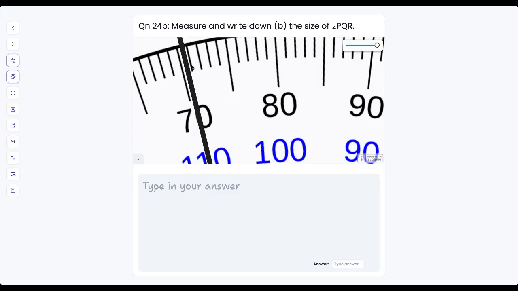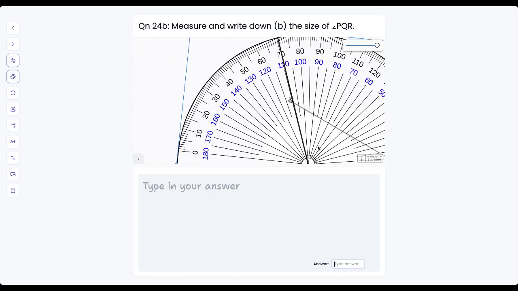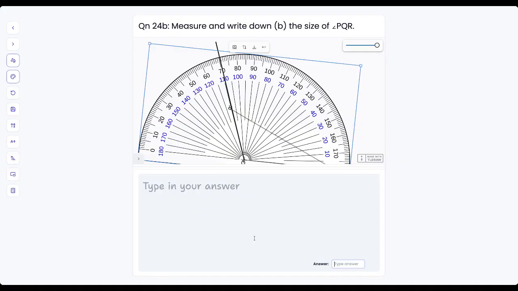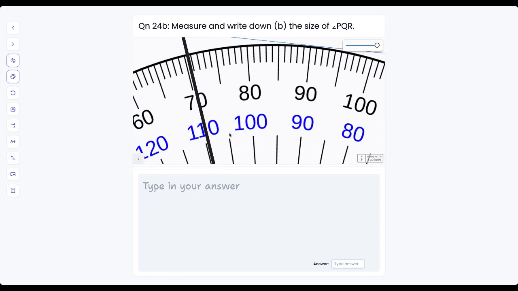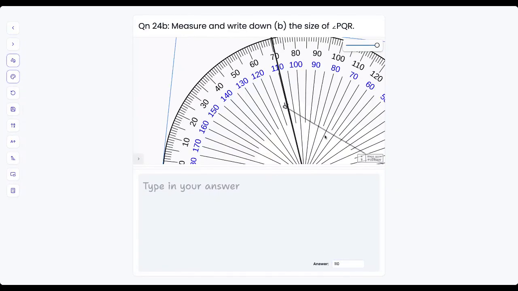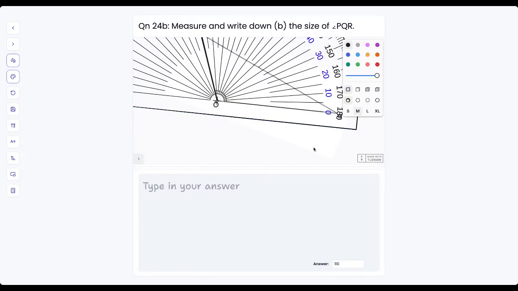Wow, this is really in the middle of 70 and 71. So let's just say 70 degrees. Oh, all right, it's close to 110, not 70. Almost made that mistake. So it's 110. Just put 110, or 109 if you want, but it's always good to round up. Okay, let's move on to the next question.